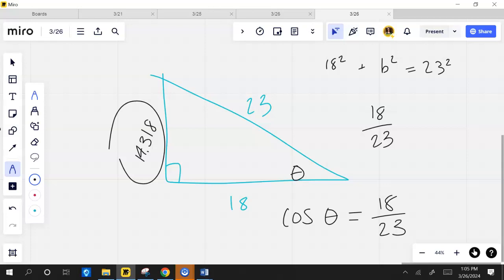If you're not given any angles, pick a theta. It doesn't matter where you put your theta, but put it somewhere. We put it here at the bottom. If that's my theta, then the sides given to me are adjacent and hypotenuse. There is only one trig function that uses adjacent and hypotenuse, and that is cosine. So I'm going to say that cosine theta equals 18 over 23. Is everybody with me?